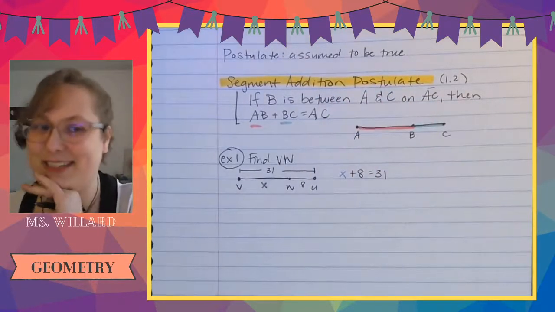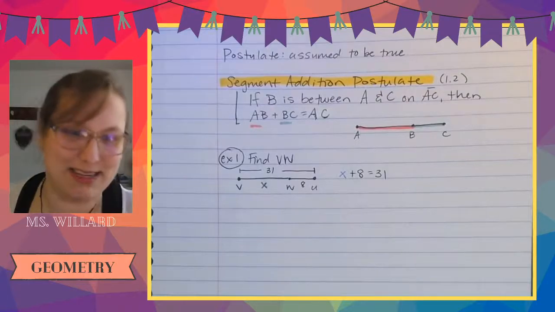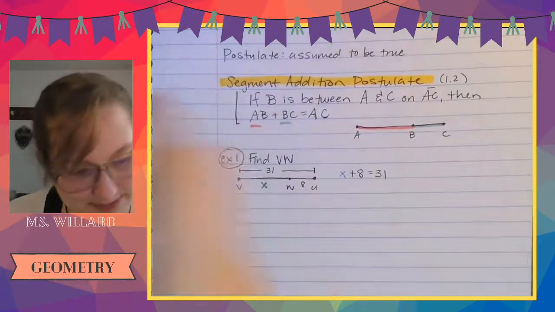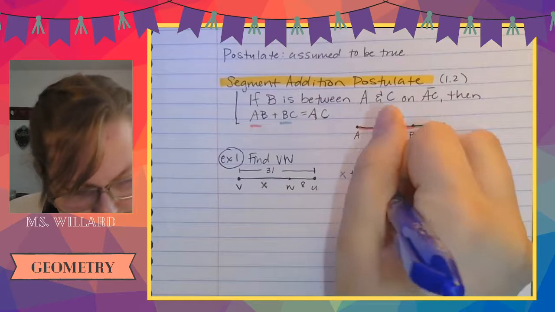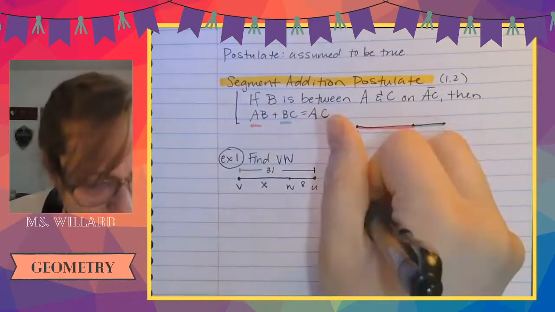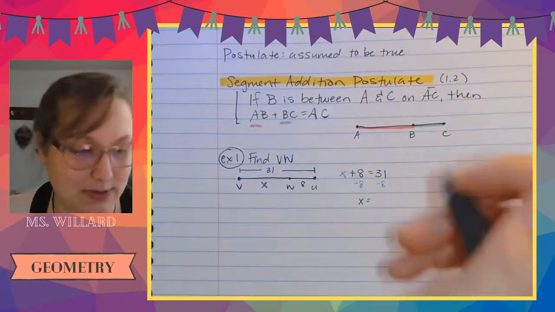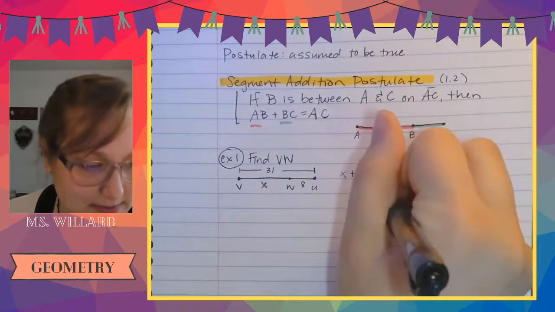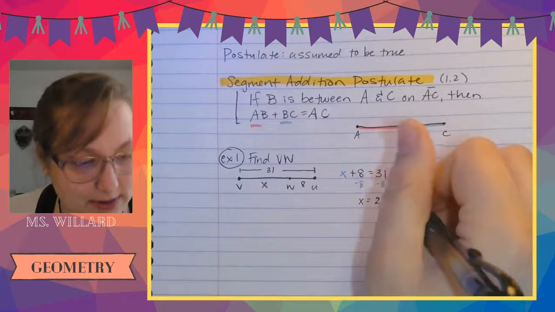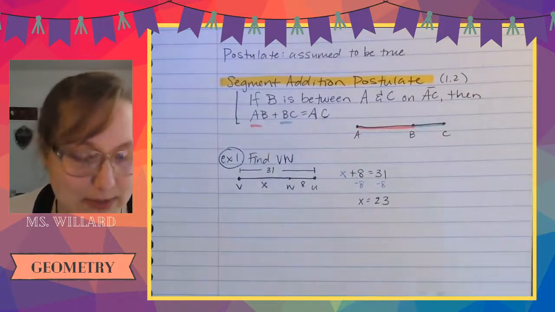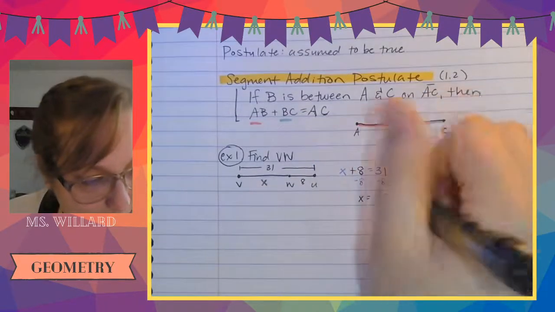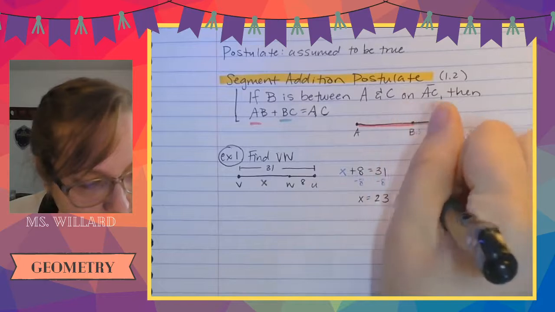What does that look like to you? That looks like algebra to me. I'm going to subtract the 8. Uh-oh, I don't think I wrote this down already. 31 minus 8. I know that 31 minus 10 would be 21, so that's 2 away, so it's 23. So now I know that instead of writing X, normally we write what VW is. So therefore, VW equals 23.